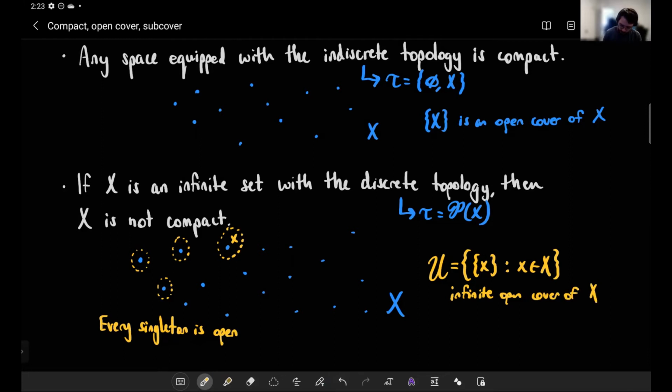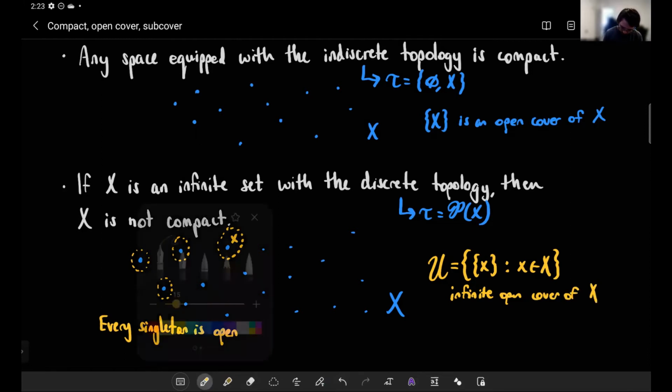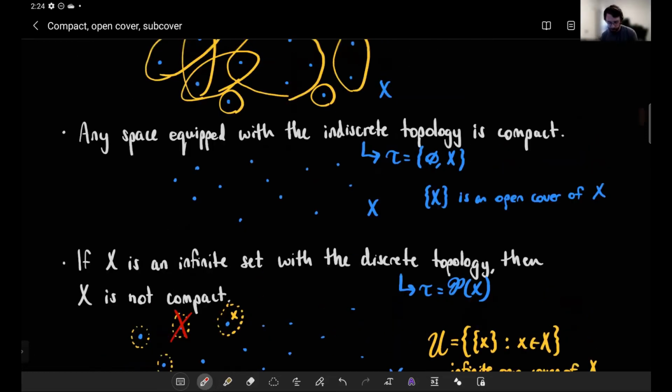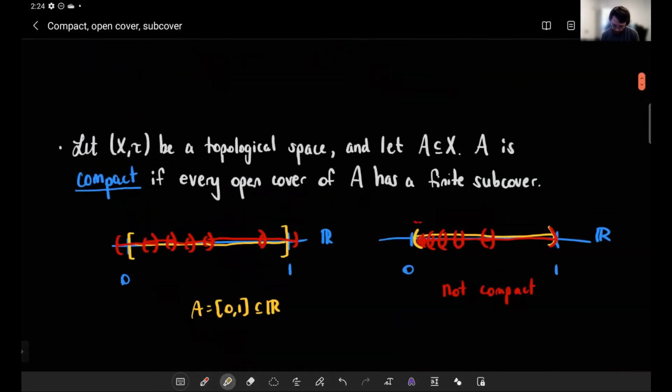And if you toss out any one of these, say I tried to make a subcover, even tossing out one ruins it for me, right? Then I'm no longer covering that point. So there are no finite subcovers for this particular open cover. And so the space is not compact, right? Remember the definition of compactness said every open cover must have a finite subcover. So to show it's not compact, you just need to exhibit one open cover where it fails. And that's what we just did.